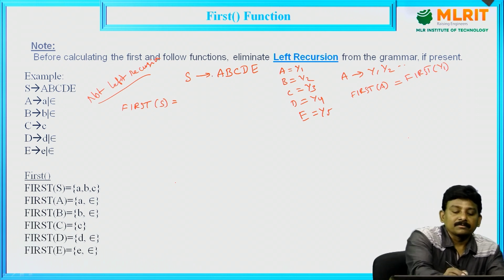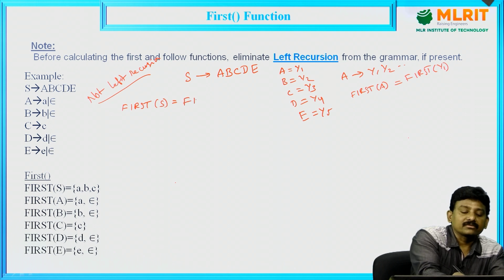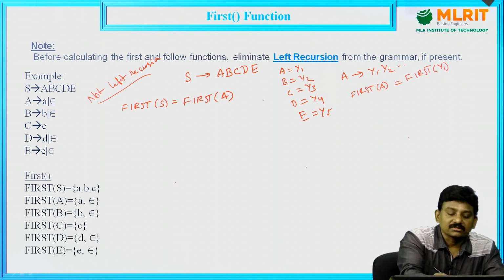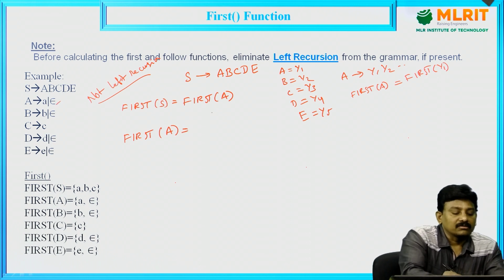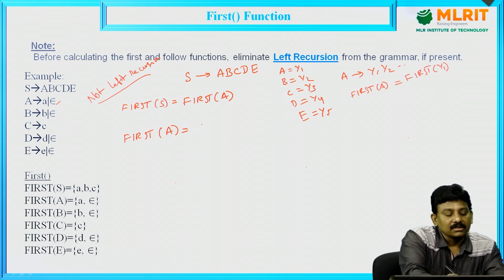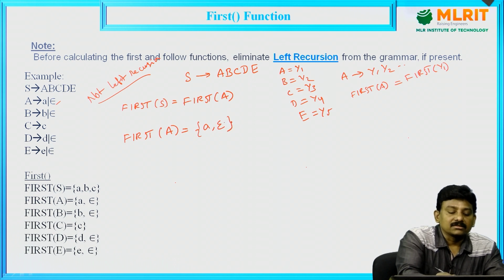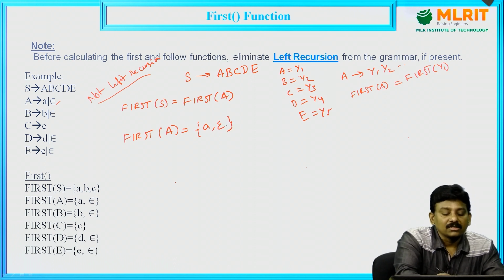If epsilon belongs to first of y1, go to first of y2 and so on. Here first of S is first of A. What is first of A? First of A is given by the second rule. Two rules are there: A derives epsilon, A derives a. So first of A is a, and first of A is epsilon. So first of A contains epsilon also.